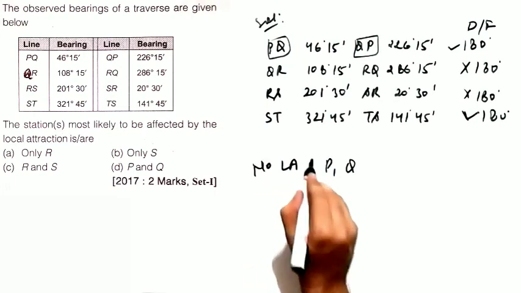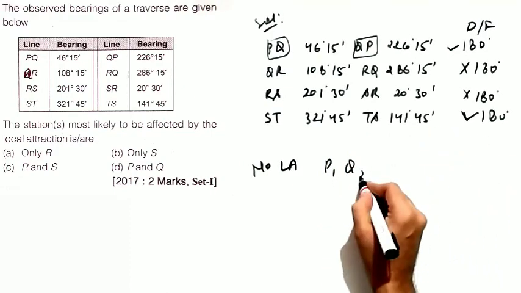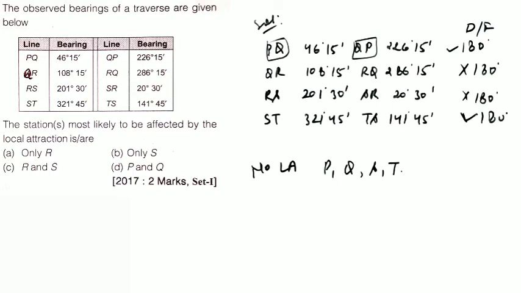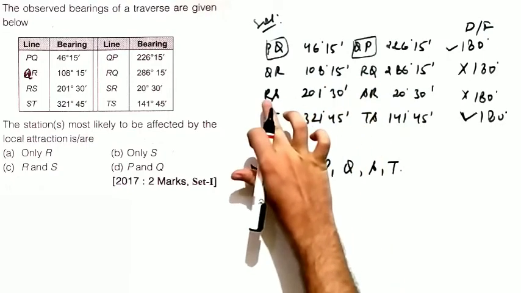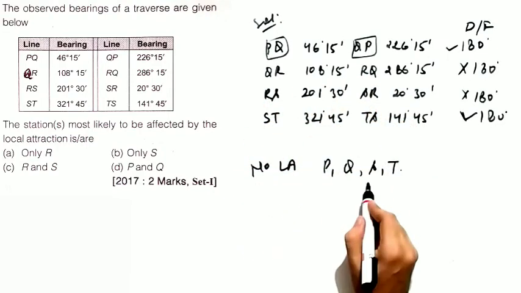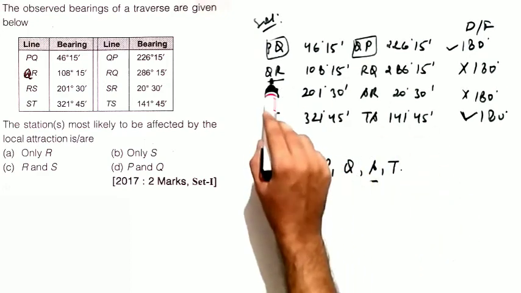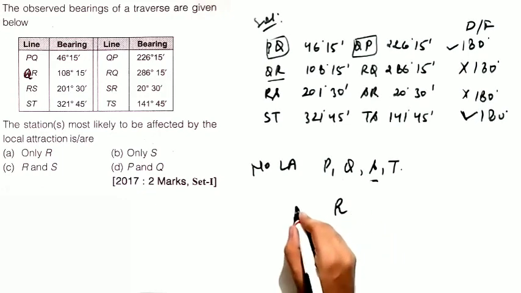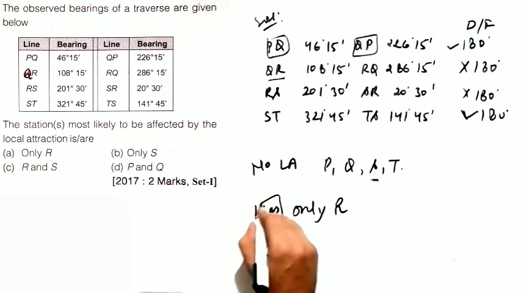No local attraction is there in P and Q. Similarly, this is coming out correctly as 180 degree, so S and T also do not have any local attraction. Now there are two cases left: QR, RQ, and RS, SR. I already told you that S does not have any local attraction, and here Q and R remain. Q does not have any local attraction. Then the only station that will have the local attraction is R. So only R has local attraction, and option A is the correct option.